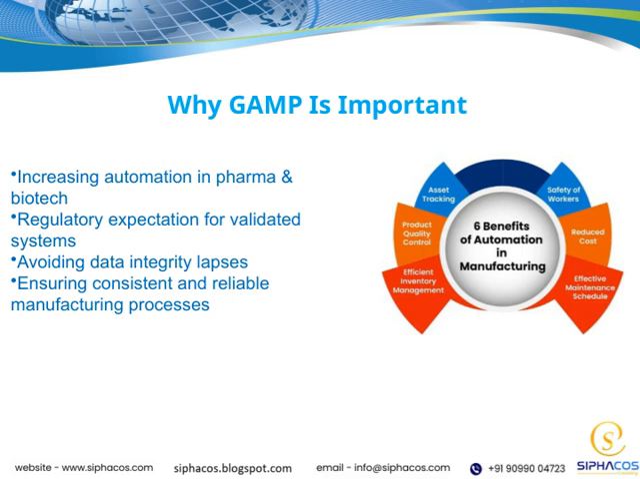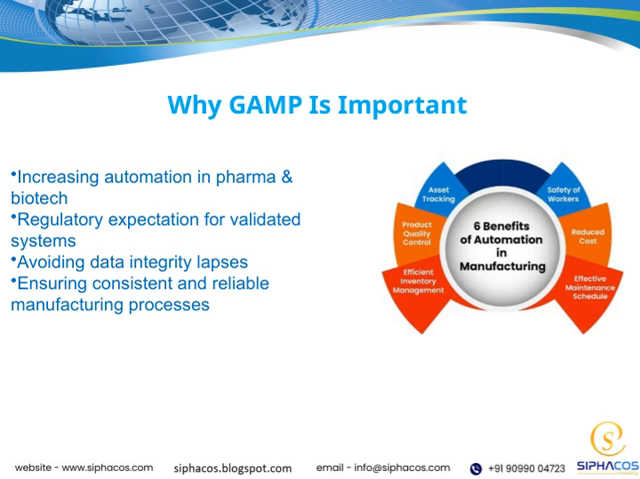Furthermore, automation plays a significant role in ensuring that manufacturing processes are consistent and reliable. When processes are standardized and automated, we reduce variability and improve overall product quality.